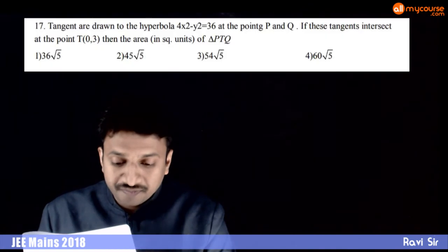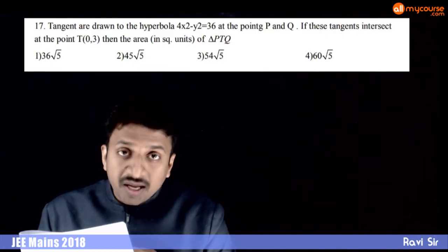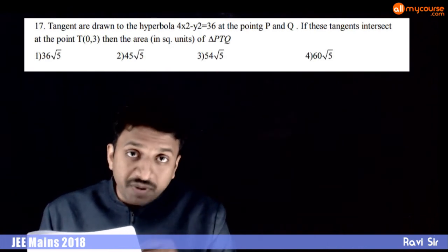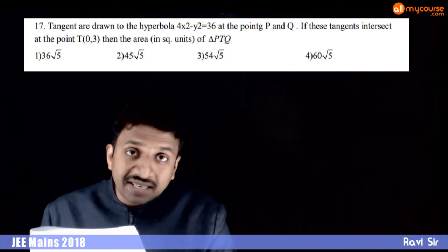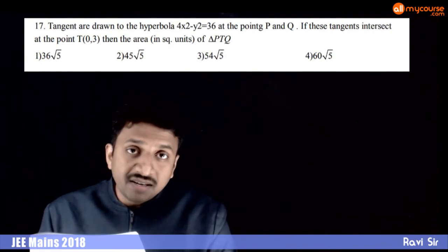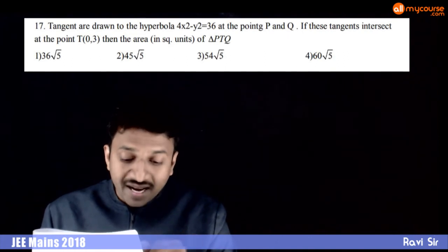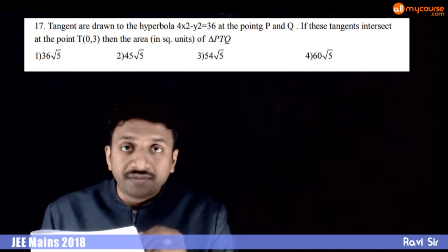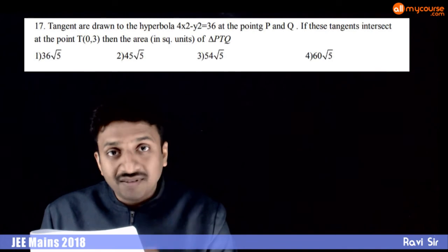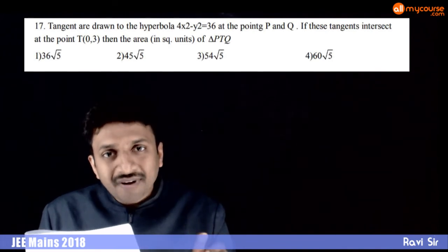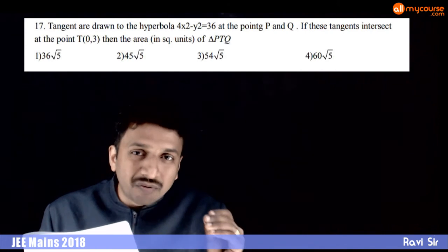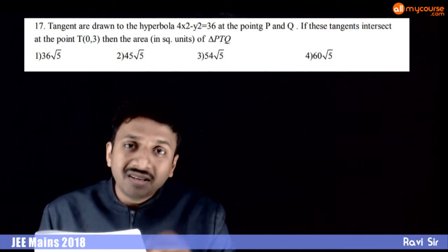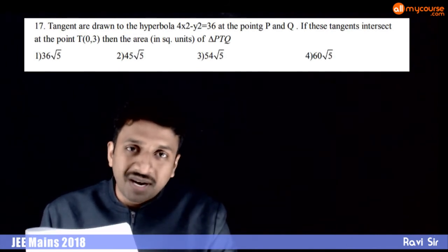Next, 17th question. Tangents are drawn to the hyperbola 4x square minus y square is equal to 36 at points P and Q. They are meeting at (0, 3). You have to find the area of triangle PTQ. The answer here is 45 root 5. You need to write the equation of tangent at a general point and equate the y-intercept of the tangent to (0, 3). You get the points, then you can very easily find the area of the triangle.